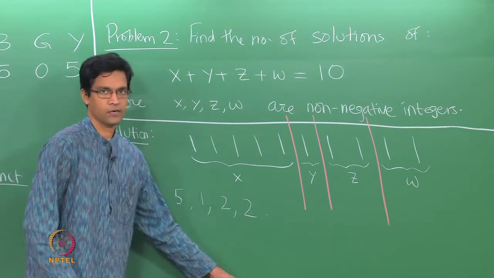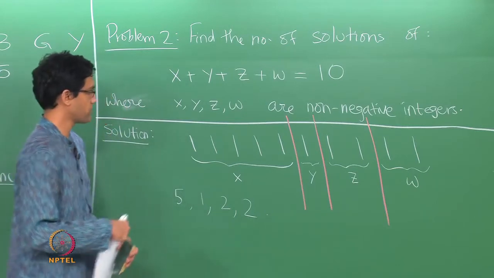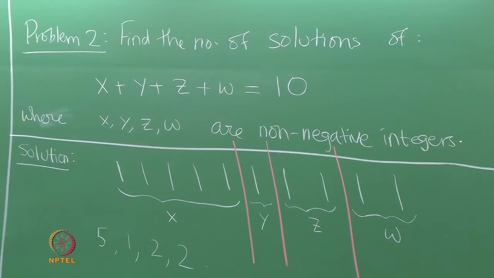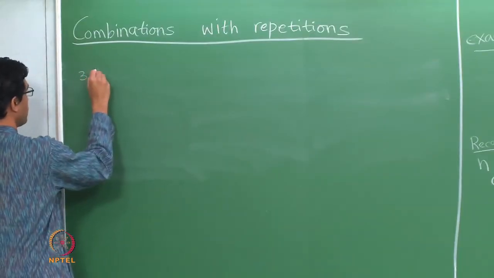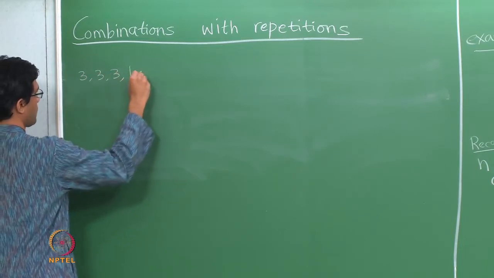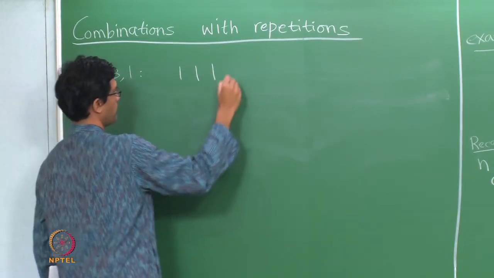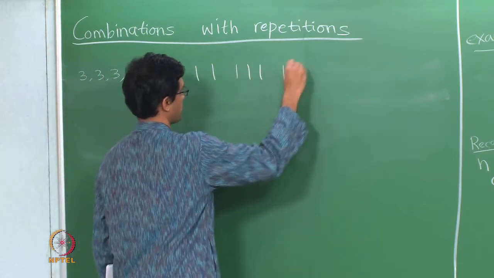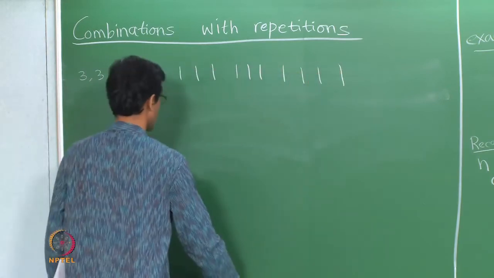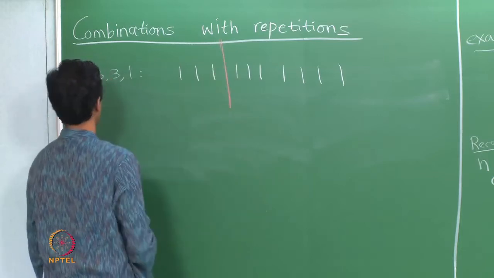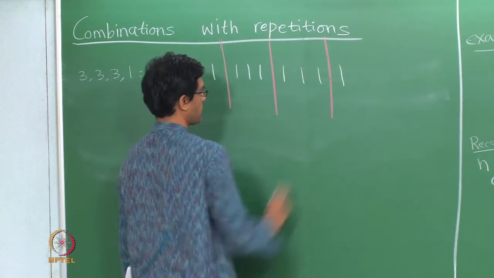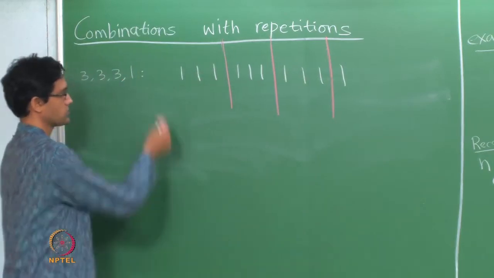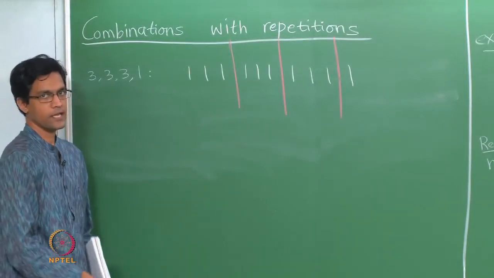Okay. And let's look at a few more examples. Let me take the next one, 3, 3, 3, 1 for instance. Here's the solution 3, 3, 3, 1. It would be represented similarly with 3, 4, 5, 6, 7, 8, 9, 10. So that's a full string. There's a divider after 3, another divider after 6 ones, and another divider after 9 ones. So this picture now represents the solution 3, 3, 3, 1.